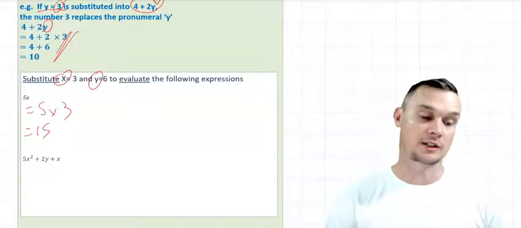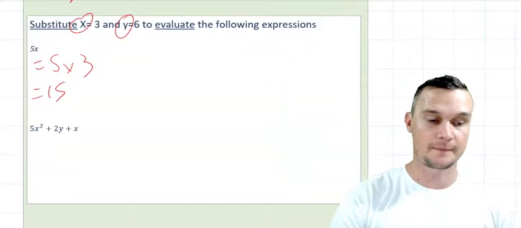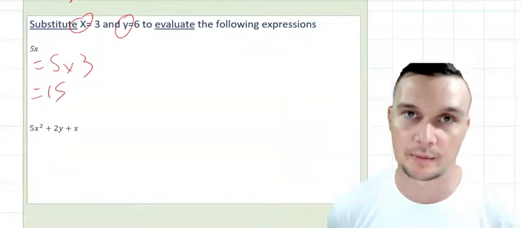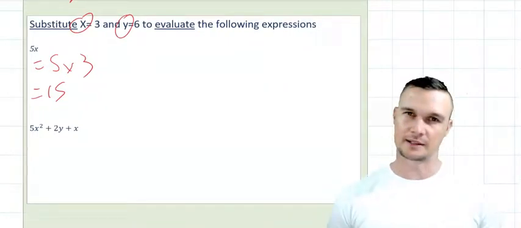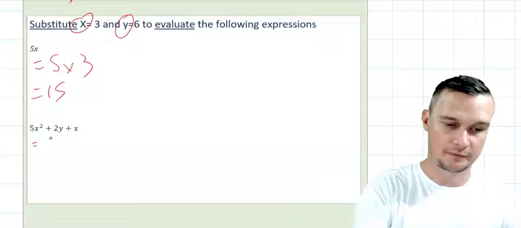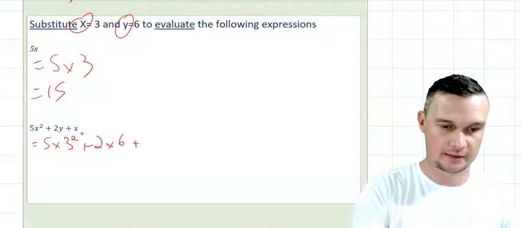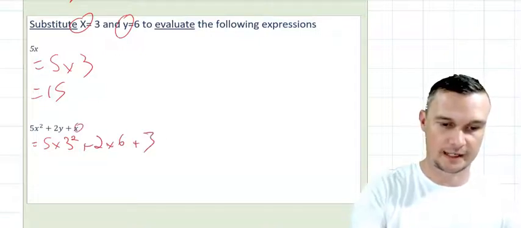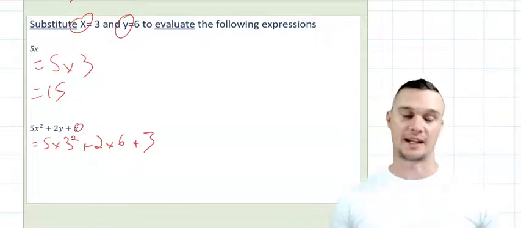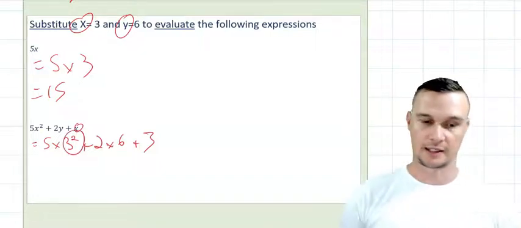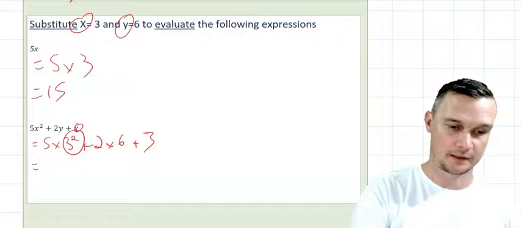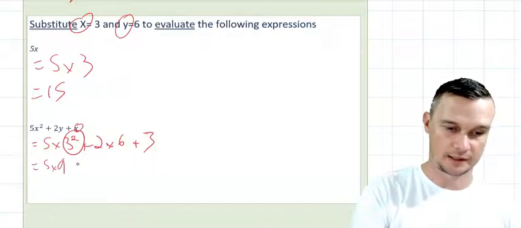Now we might get a bit more complex ones, as we can see in this example here. So we have 5x squared plus 2y plus x, and we can now substitute in for our first part. So we have 5 times x squared, and x will be 3 squared, plus 2y, where y is 6, plus x, which equals 3, okay, and we can just go through our order of operations and answer this. We'll start with 3 squared equals 9. So 5 times 9 plus 2 times 6 plus 3.